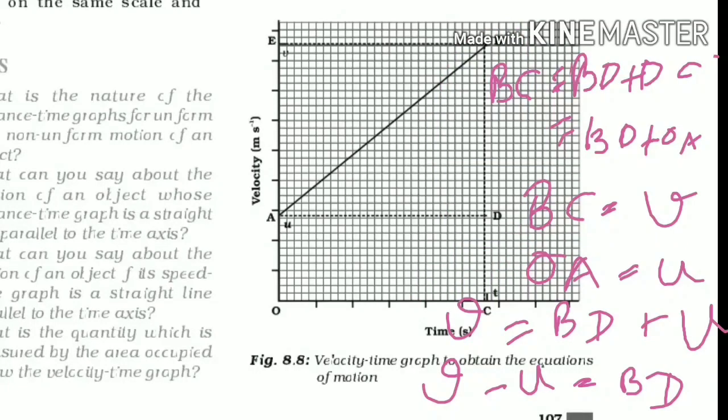We will split BC into two parts. BC is equal to BD plus DC. BD is the same, and DC is equal to OA. And we know that BC is equal to V, OA is equal to U. We will simply substitute the values in the above equation. We will find that BD is equal to V minus U.